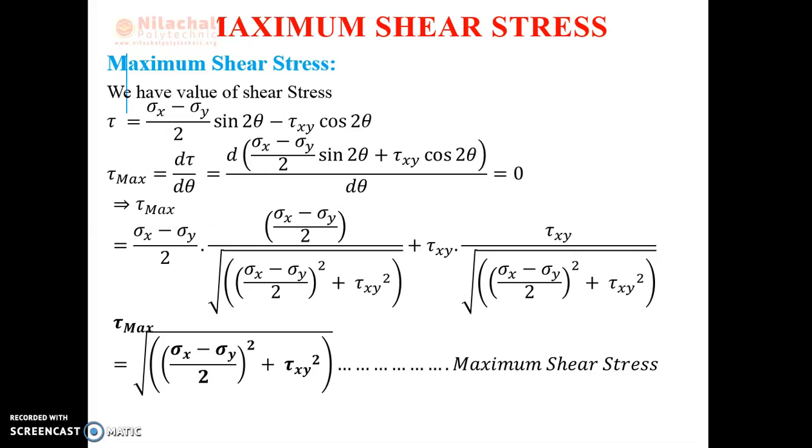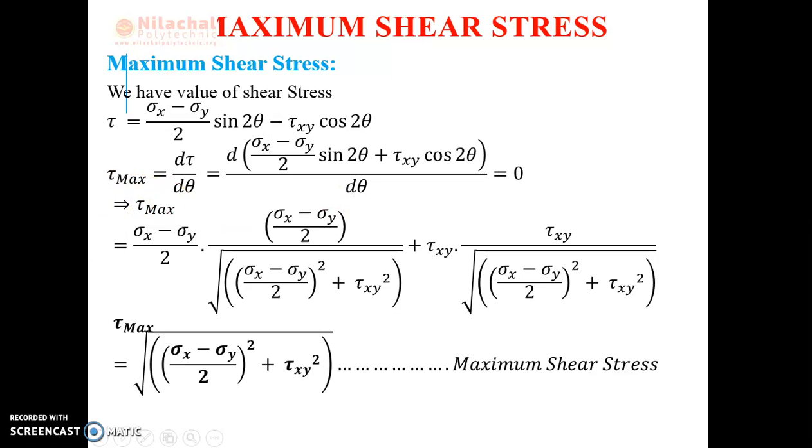Now we have to find the maximum shear stress. As we know, when direct stresses and shear stresses act upon the body, tau is equal to (sigma x minus sigma y) by 2 sin 2 theta minus tau xy cos 2 theta. We have to differentiate the shear stress with respect to theta, because shear stress depends upon the theta value.